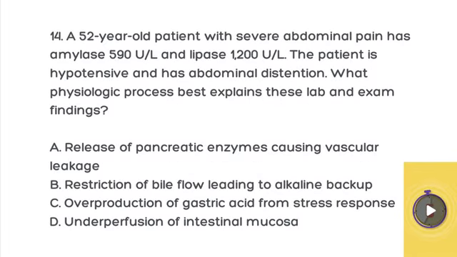Question number 14 for everybody. A 52-year-old patient with severe abdominal pain has amylase of 590, a lipase of 1200. The patient is hypotensive and has abdominal distension. What physiologic process best explains this lab and exam findings? 10 seconds.